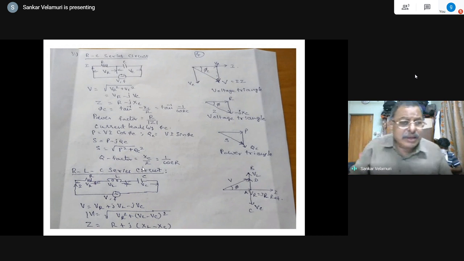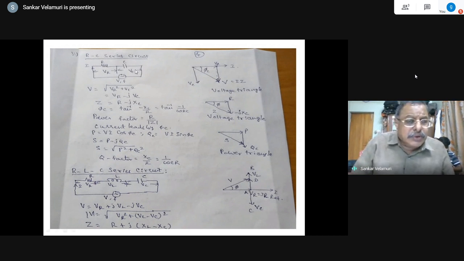Next is the RC series circuit. In the RC series circuit, the notation is: V is the RMS value of the applied voltage, f is the frequency, VR is the voltage across the resistance, VC is the voltage across the capacitance, and I is the total current, which is common. Now I have given all the triangles. I is the current reference phasor. VR will be in phase with I, not to scale, because I is only a reference phasor. And VC will be with respect to the current.